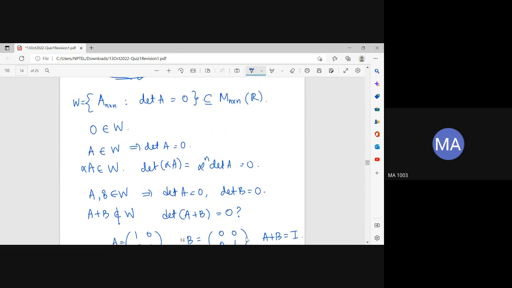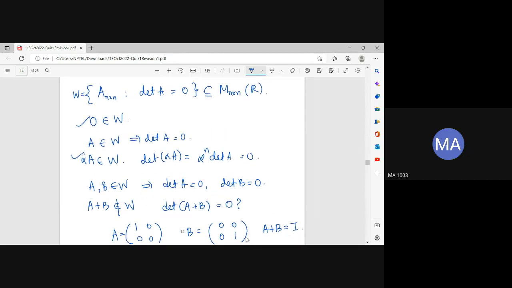So you have to check all the conditions. Just because these two were satisfied, you cannot think that the third one is going to be satisfied on its own.